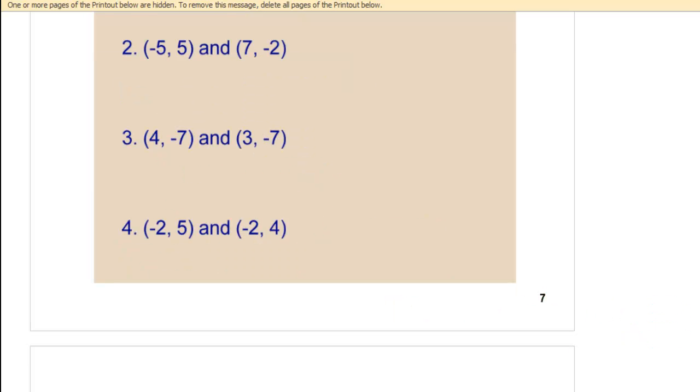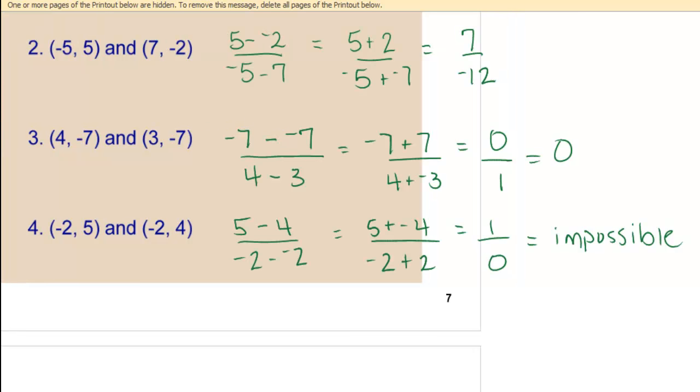Try these next 3 problems and let's see how you do. In number 2, I ended up with 7 over negative 12, which is just the slope of negative 7/12. Number 3, I ended up with 0 over 1. Now we can divide into 0, that's fine, and we get a slope of 0. You can have a slope of 0. We'll talk a little bit about what that actually looks like. So remember, slope, what we're finding here is how steep a line is, and this will make even more sense as we start working with the graphs.